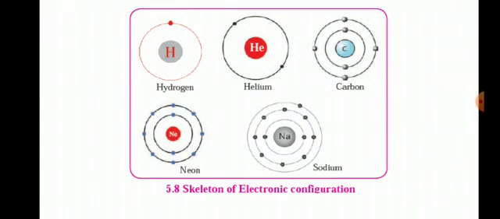Valency of hydrogen is 1. Helium has electron duplet, so its valency is 0. Carbon has 4 valence electrons and therefore its valency is 4. Neon has an electron octet, so its valency is 0. Sodium has electronic configuration 2, 8, 1. It has only one electron in the outermost shell, that is the valence shell, and therefore the valency of sodium is 1. So valency is correlated with the electronic configuration of that particular element.